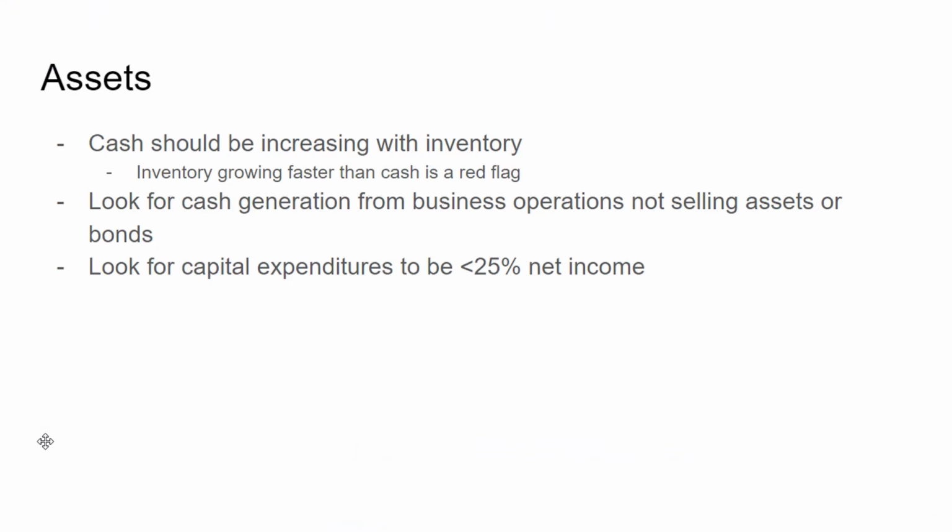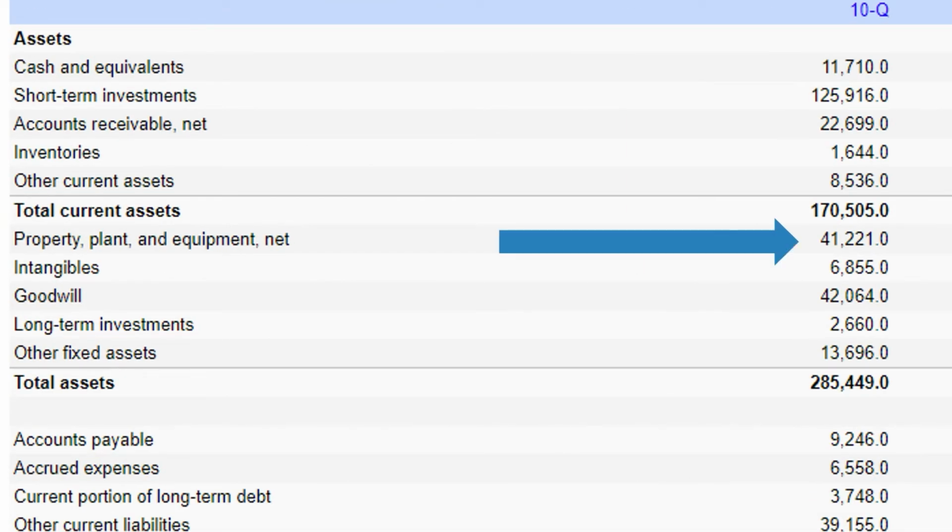And we also want to look for companies that aren't selling assets. So if we see cash going up, we don't want to see any decrease in any other assets as well. So for example, we don't want to see big decreases in property, plant, and equipment or any other investments or anything like that. We want to see cash generated from business operations and not taking on more debt and not selling assets.